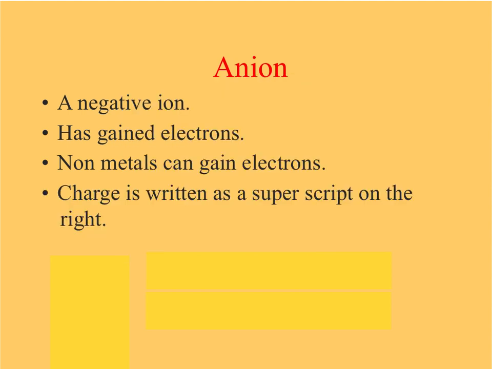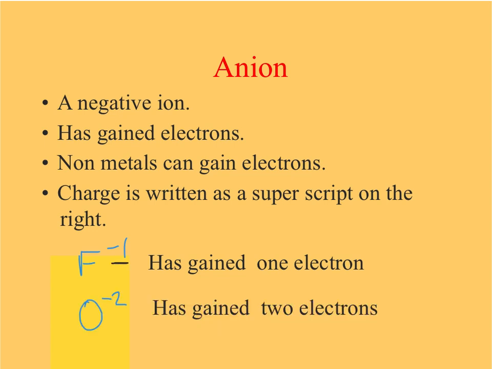When atoms turn into anions, or any type of charged atom, the charge is written as a superscript on the right. If you look at this notation here, you'll see that we have F, which stands for fluorine, and it has a charge of -1. You see it's written as a superscript over here on the right. Oxygen, which is written here with the abbreviation of the letter O, has a -2 as its superscript. This means that it has gained 2 electrons.